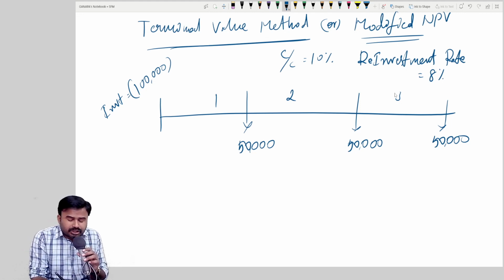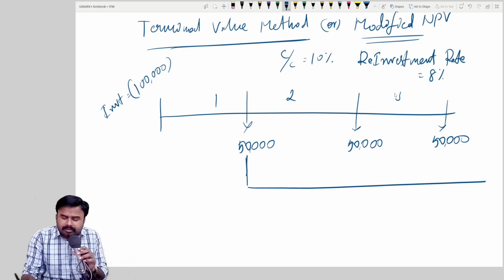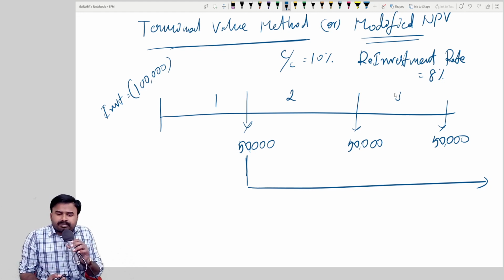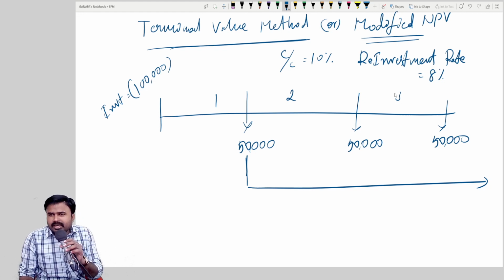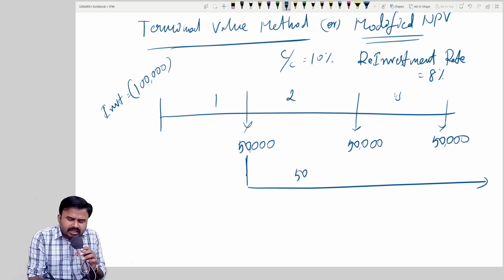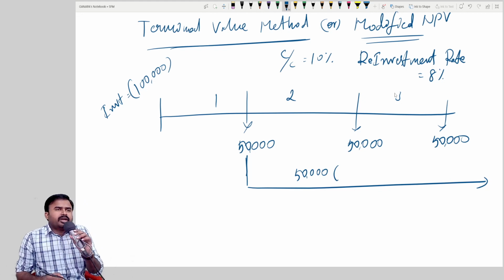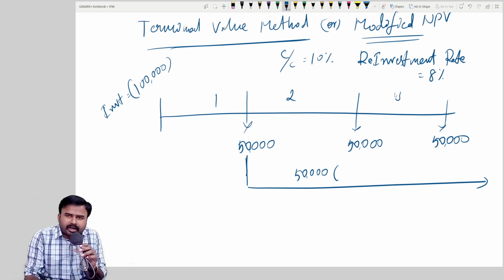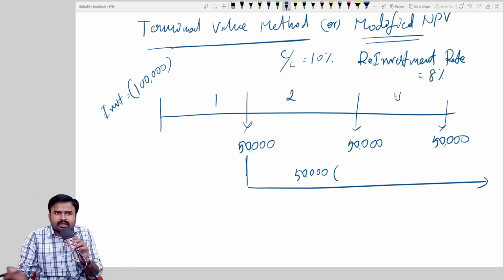First of all, you should convert all the year's cash inflows into terminal year. Terminal year means project ending. Here, the terminal year is the third year, that's the ending year, right? So convert all the year's cash inflows into terminal year ending by using reinvestment rate. When I'm converting values into future, I should do discounting or compounding? Compounding, which means 1 plus r whole to the power of n, at the reinvestment rate as the compounding rate.